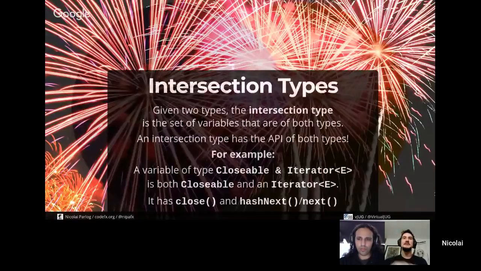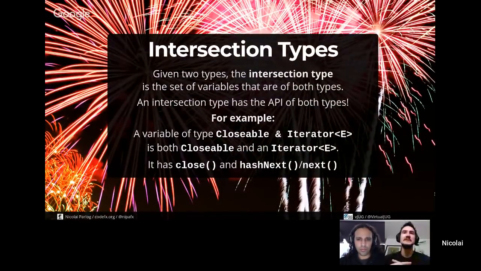So that's just in text what I just told you. Given the types, the intersection type is the set of variables that are of both types. And that means that an intersection type has the API of both types, right? If something is closable and an iterator, you can use the closable methods like close. And because it's an iterator, you can use stuff like hasNext and next. So the intersection type has the API of both types.